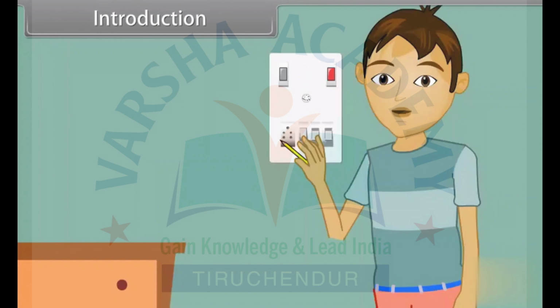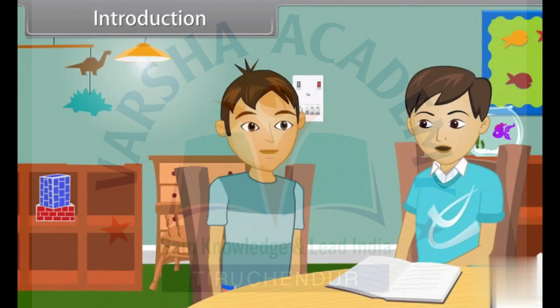Electric shock? But why? Pencil is made up of wood and graphite, and both are non-conductors of electricity. Arjun, you must know that graphite is a non-metal, but it is a good conductor of electricity. I don't have any idea about that. Okay, I will show you with the help of an experiment.